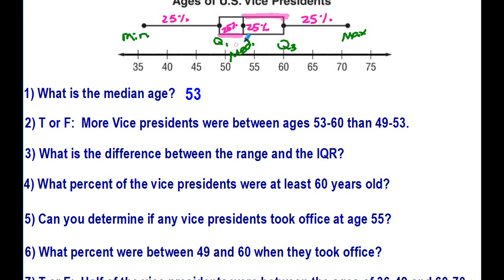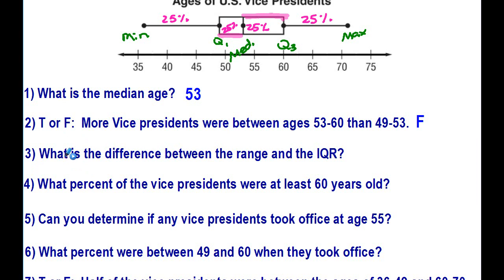No. They're the same. They're both 25%, so they have the same number. Each section has the same number of vice presidents. It's just, are they living out in the country or are they living in the city? Are they spread out or are they just clustered together? So this one is definitely false. They have the same.